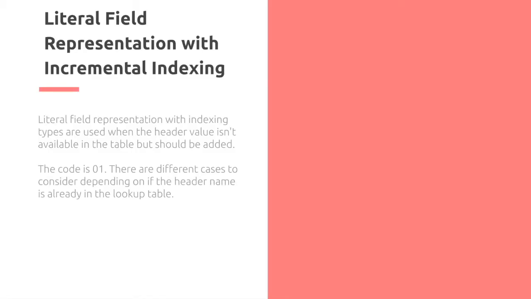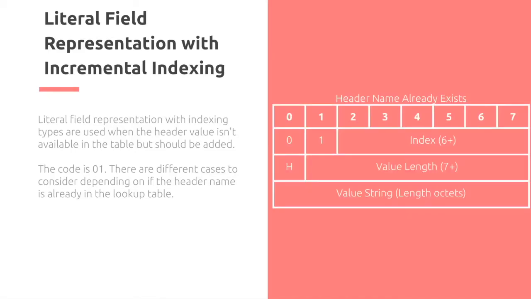So with incremental indexing, that's our second type. We use it when the header value isn't available in the table, but we should be adding it. This one has a code of 0, 1; the last one had a code of 1. There are different cases to consider if the header name is already in the lookup table. In this case, we have 0, 1 as the most significant bits, followed by the index. Afterwards, we're going to be adding the header.